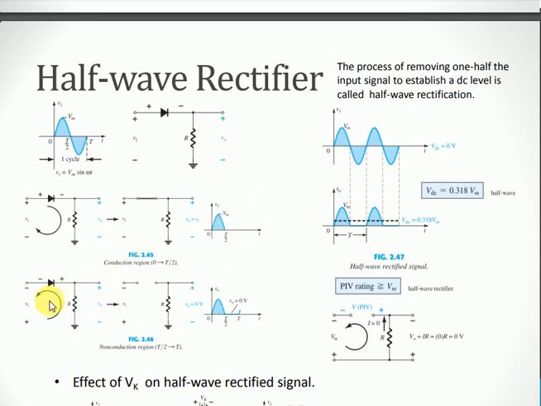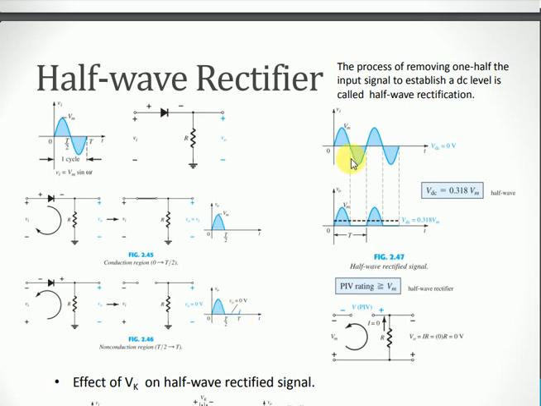Now when the negative cycle of the input signal comes, here is the negative terminal and here is the positive terminal, then the diode becomes reverse biased. When the diode is reverse biased, it acts as an open circuit. When there is an open circuit, the whole voltage appears across that open circuit. So the Vi that we are giving here appears across this open circuit, and at the load resistor there will be no voltage. That's why we have no voltage in the negative cycle.